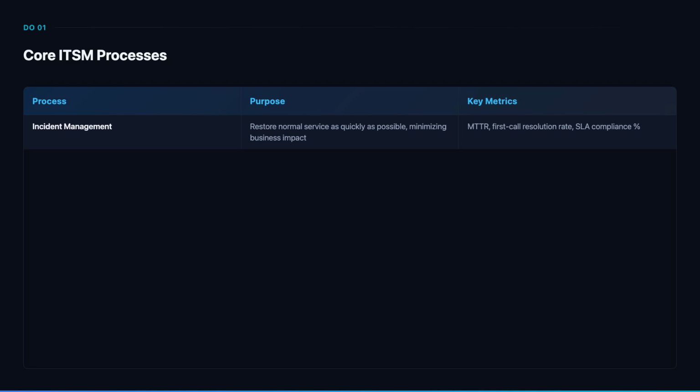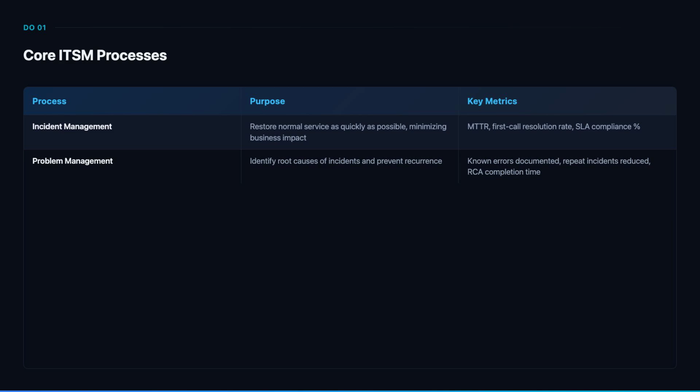Key metrics include mean time to restore, first call resolution rate, and the percentage of incidents resolved within SLA targets. Every incident must be logged, categorized, prioritized, and tracked to closure. Problem management goes beyond incident resolution to identify root causes and prevent recurrence.